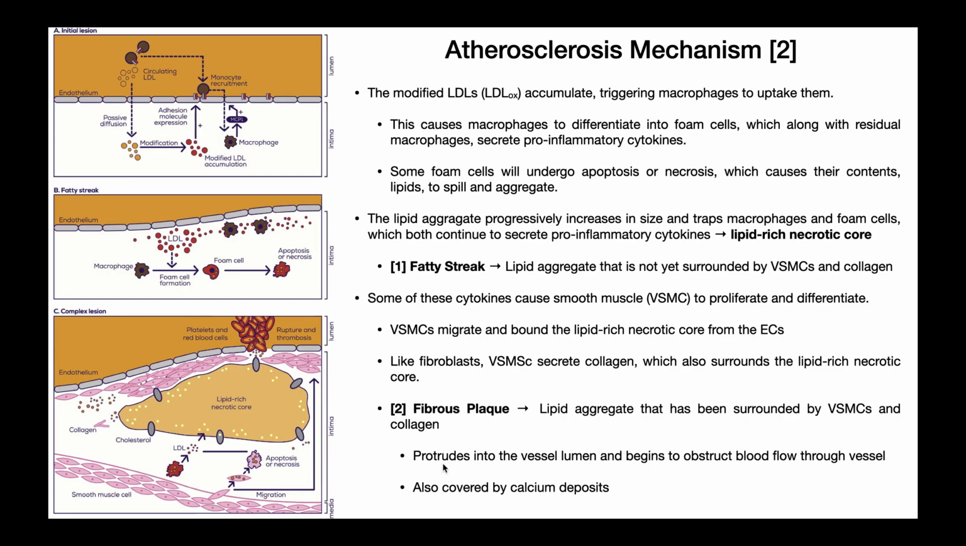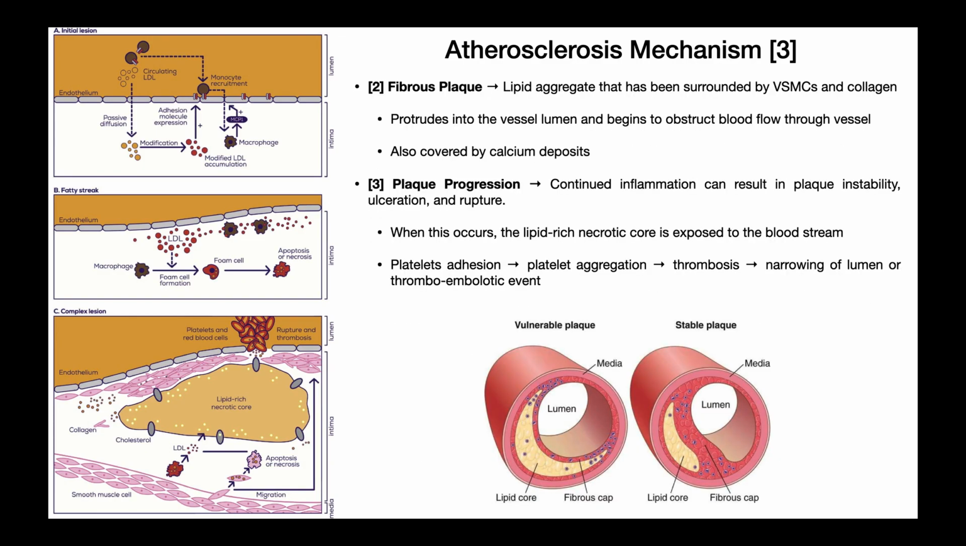It is going to protrude into the vessel lumen, and it's going to start to obstruct blood flow through the vessel. And many times it will also start to be covered by calcium deposits. Eventually, this fibrous plaque can become worse and worse, and you can get continued inflammation that can result in plaque instability, ulceration, or rupture.